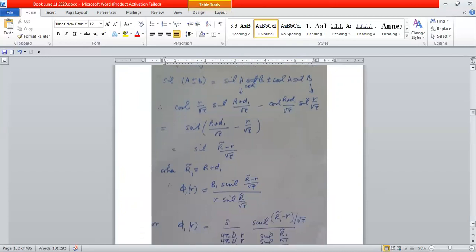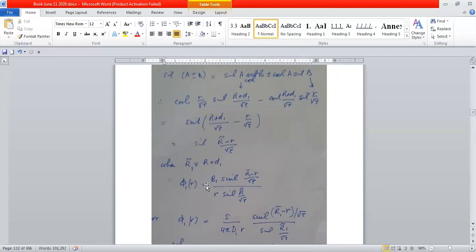And here's your answer: phi 1 of r is B1 sine hyperbolic. There's a small r sitting there, the variable radius. There's a small r sitting over here. Now this is okay. So let me put the B1s in so that I get comfortable with the solution. Okay, now what does it look like?